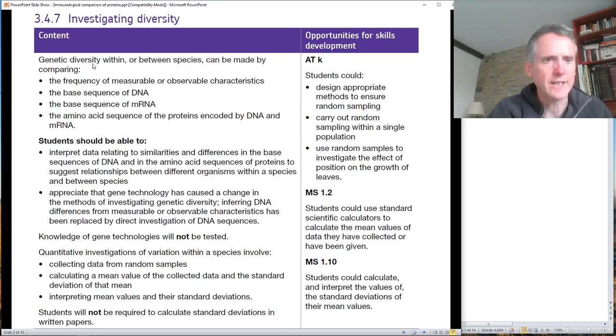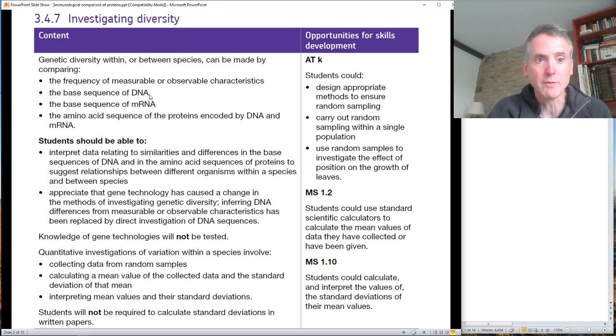It says genetic diversity within or between species can be made by comparing. We can compare the frequency of measurable or observable characteristics. That's like, who can roll their tongue. I'm going to make some data later, I think, on blood groups in different populations, because that's quite interesting. There's the ABO system, rhesus positive, rhesus negative, and all that. So we'll have a look at some data probably on Friday based on that.